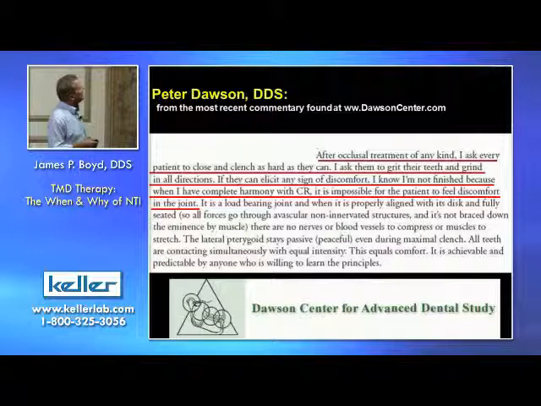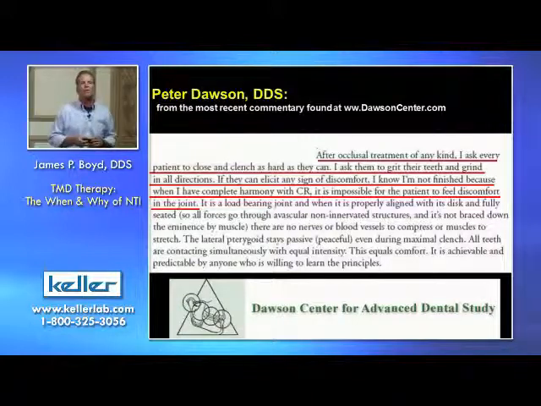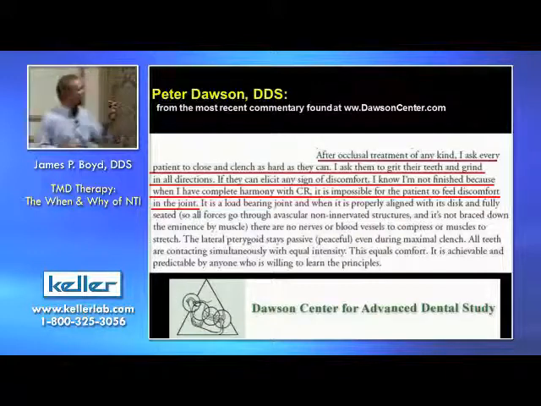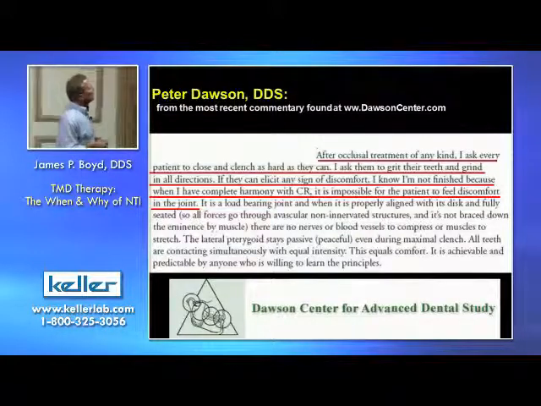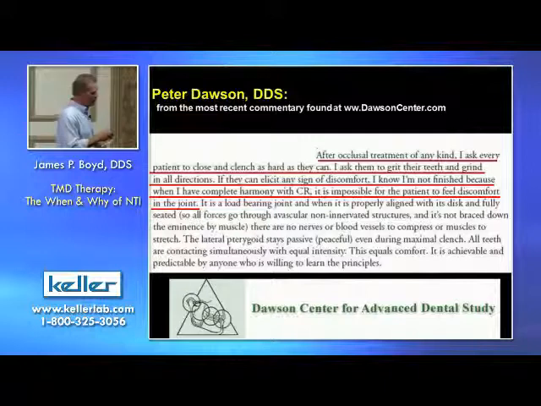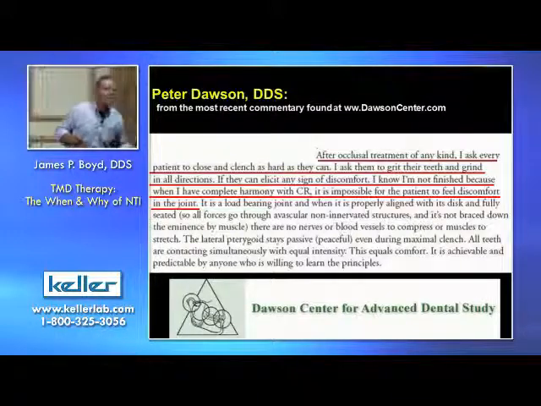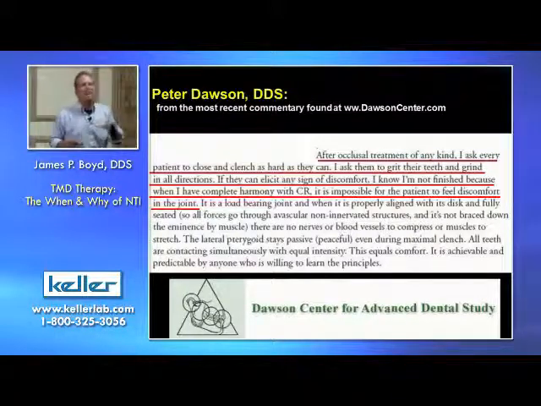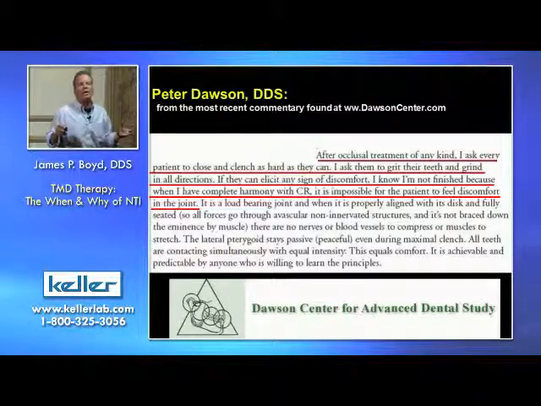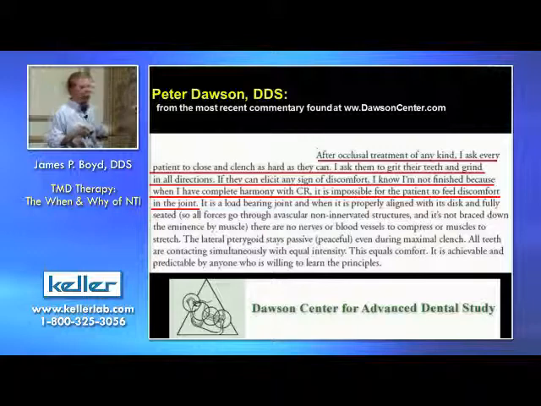because if they can elicit any sign of discomfort, I know I'm not finished, because when I have complete harmony with CR it means there are no interferences going into and out of CR posteriorly. That's what he means by harmony. It's impossible for the patient to feel discomfort in the joint. That's where dentistry lives. We're trying to make, look, you've got no joint pain. Ta-da! Clench on your splint, clench on your occlusion, grind to the side. Are there posterior contacts? Because if there's not, there's no way to strain your joint. So that's what he's looking for.